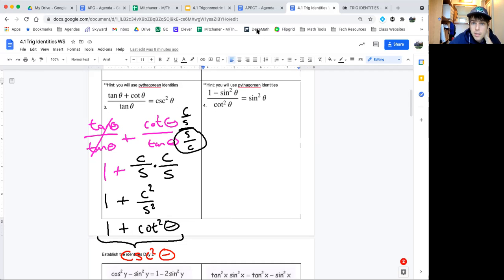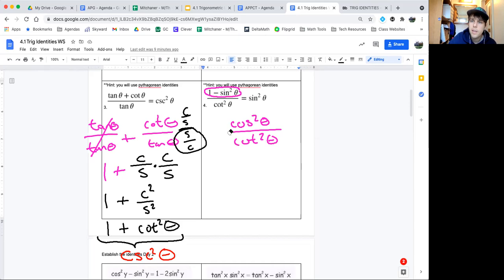And our last one here, again, we're going to be using some Pythagorean identities. So looking at this problem, there are a few ways we could go about it. But the very first thing that I'm going to do here is use a Pythagorean identity to replace this. Instead of 1 minus sine squared theta, I'm going to replace that with cosine squared theta. This is one of the forms of our first Pythagorean identity solved for cosine squared. So that is equal to cosine squared divided by cotangent squared theta.